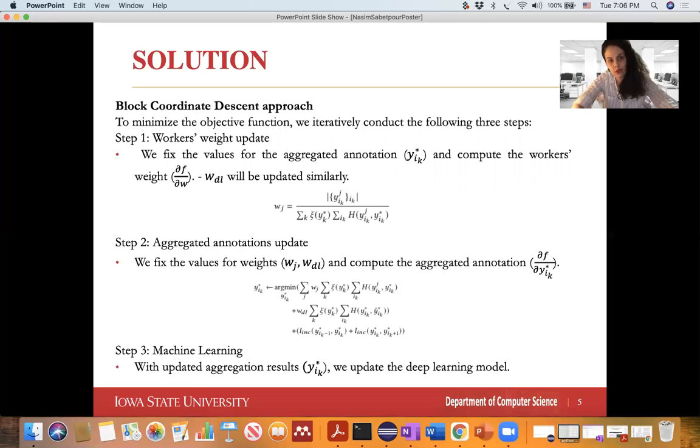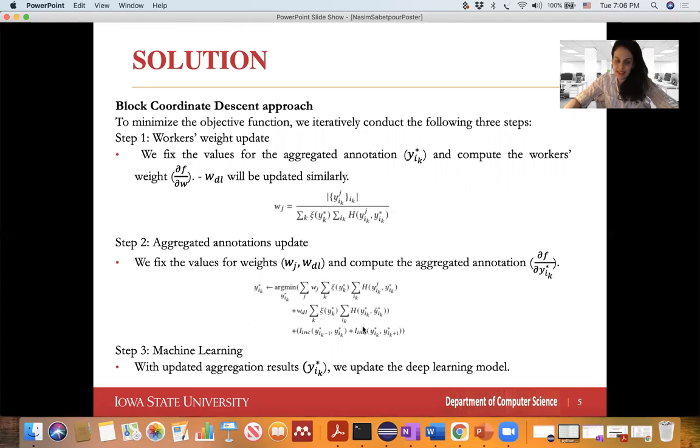WDL, which refers to the weight of the machine learning, will be updated in the same way. This is the closed form solution for the updating of a weight of the worker. The second step is aggregated annotation update. With having the updated W, we can now fix the value for weight. It means WJ and WDL are fixed, and then we compute the derivative of the objective function with respect to the aggregated annotation. Because for this one, we don't have closed form solutions, so we are going to show it as an argument which minimizes these terms.